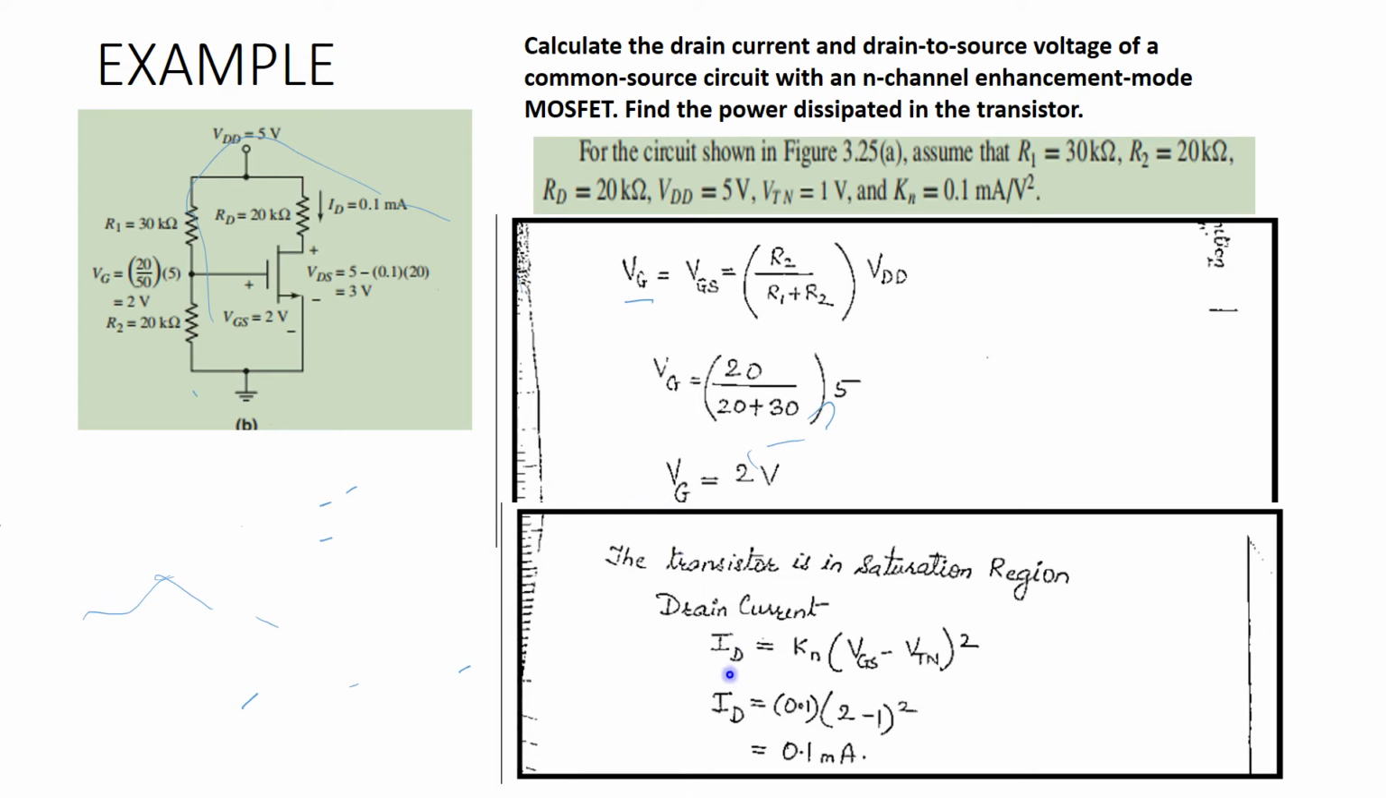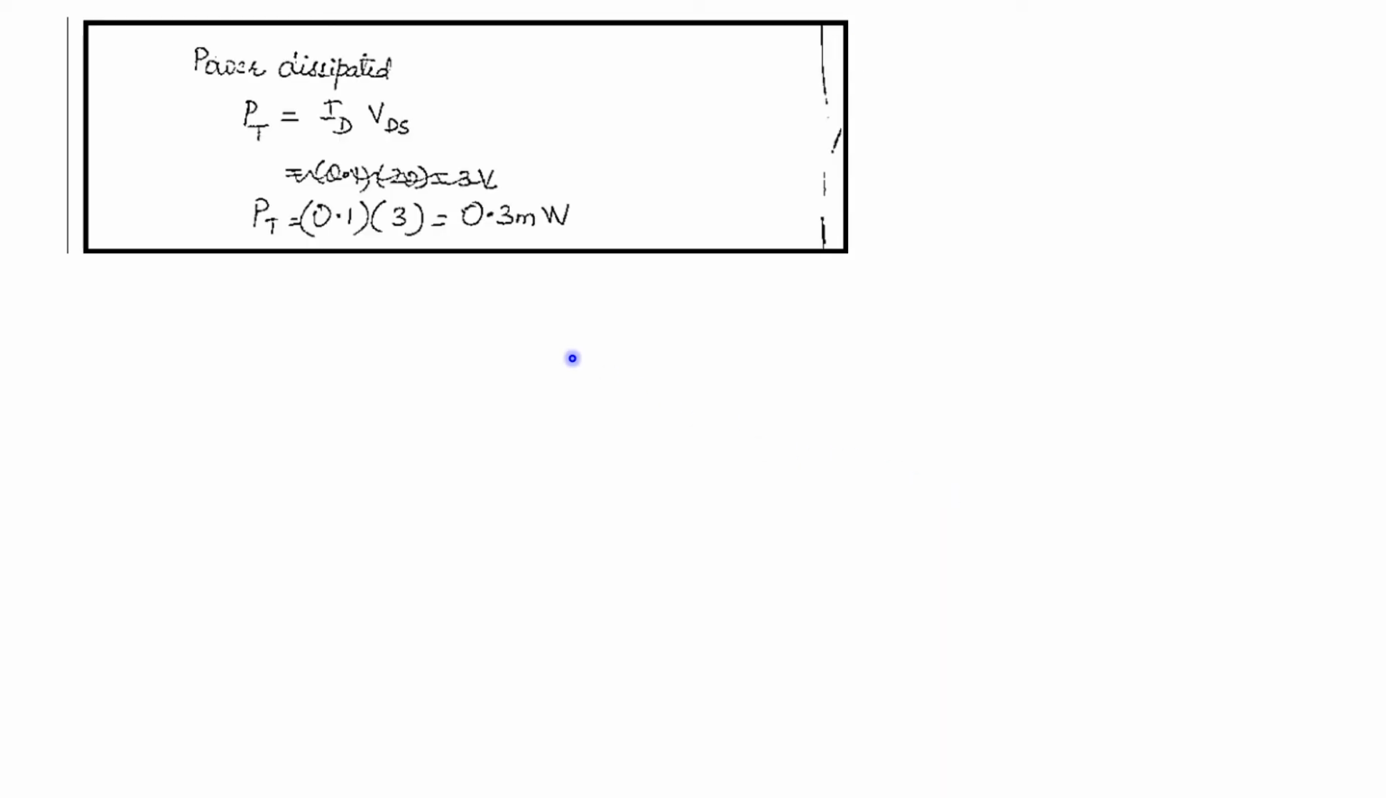So VGS comes out to be equal to 2 volts. Since the transistor is in saturation, the drain current will be given by the Shockley's relation. So it is given by ID is equal to Kn into VGS, and the power dissipated is ID into VDS. So again you know the values, and after substituting all these values, the power dissipated comes out to be 0.3 milliwatts.